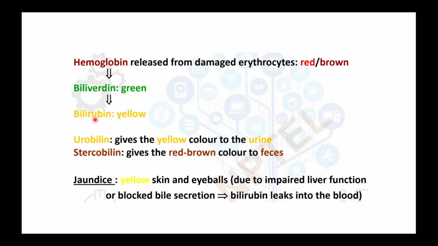Okay. So during jaundice, I've already explained, the yellow skin and eyeball is due to the impaired liver function, which leads to bilirubin accumulation and eventual bilirubin presence in the tissues.